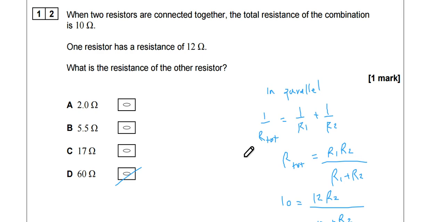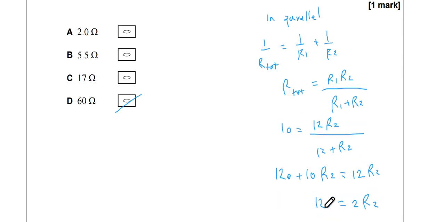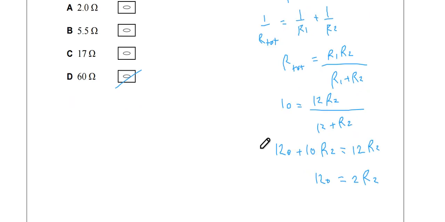We have a total resistance of 10 and one of them is 12. Certainly, this is a parallel connection. You cannot have a total resistance of 10 and one of the resistors be 12. Okay, the other one, how can we get it? This is the formula, and this is the same formula in another shape, and we just substitute one of the resistors by 12 and rearrange again to get the other resistor.